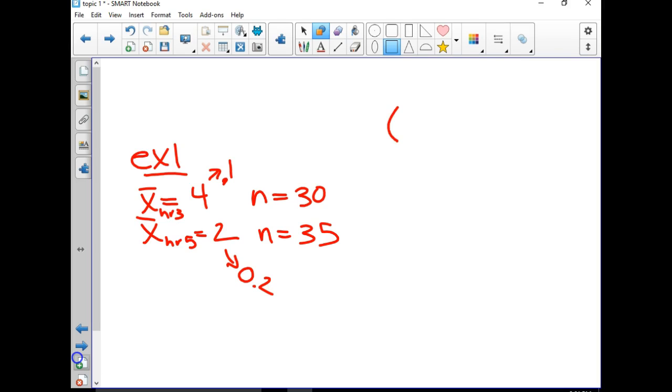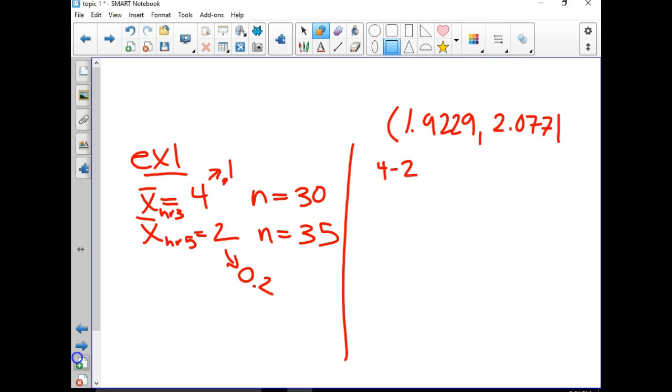So my lower bound is 1.9229. My upper bound is 2.0771. What do they expect on the exam? They expect you for the interval to show me 4 minus 2, right? Plus or minus T star for degrees of freedom of 51.5811. Is that T star going to be on your chart?